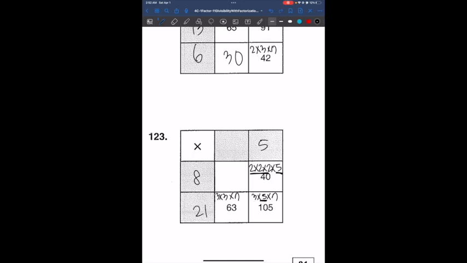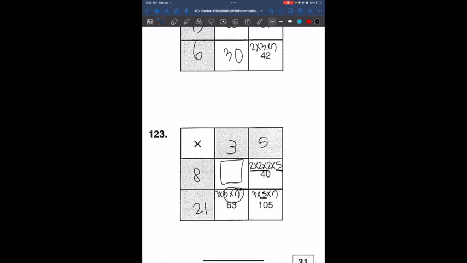And so since that was 3 times 7, we know that this box must be 3. And so we can find out this box by multiplying 8 and 3, which gives us 24.